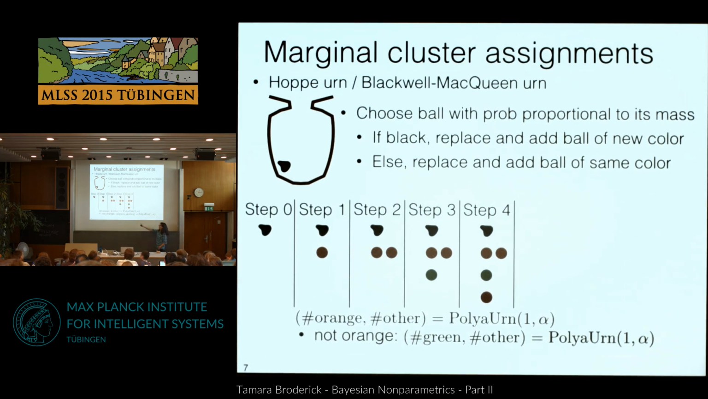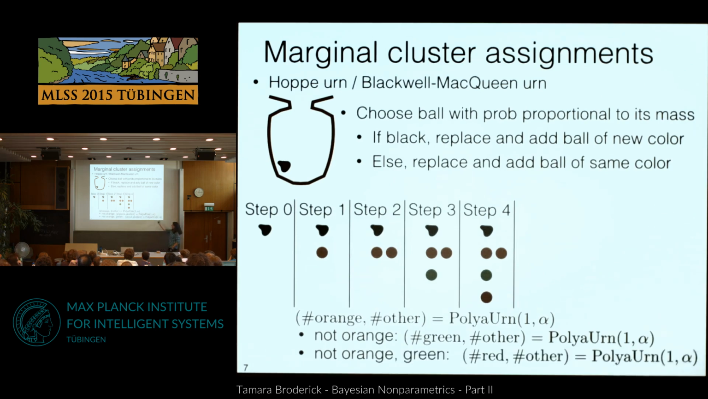Okay, and I think that you can anticipate where I'm going with this. If we go to step 4, where we see this new color red, we can say what's the distribution of all the colors that we haven't seen so far. Or, get rid of the colors we've seen so far. So get rid of orange, get rid of green. What's the distribution of red and not red? It's, surprise, polyurn 1 alpha.